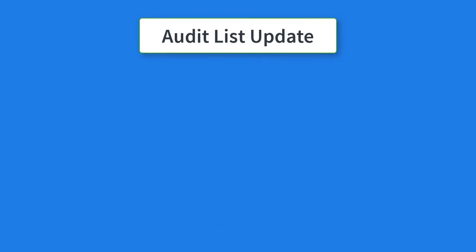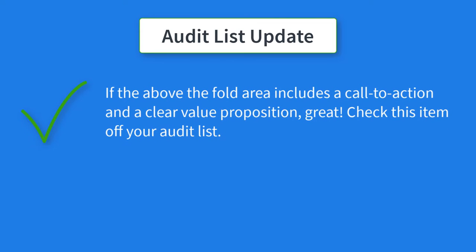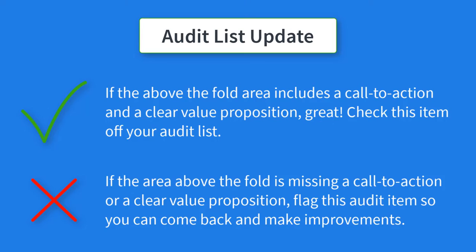To update your audit list, if the above the fold area includes a call to action and a clear value proposition, great. Check this item off your audit list. If the area above the fold is missing a call to action or a clear value proposition, flag this audit item so you can come back and make improvements.